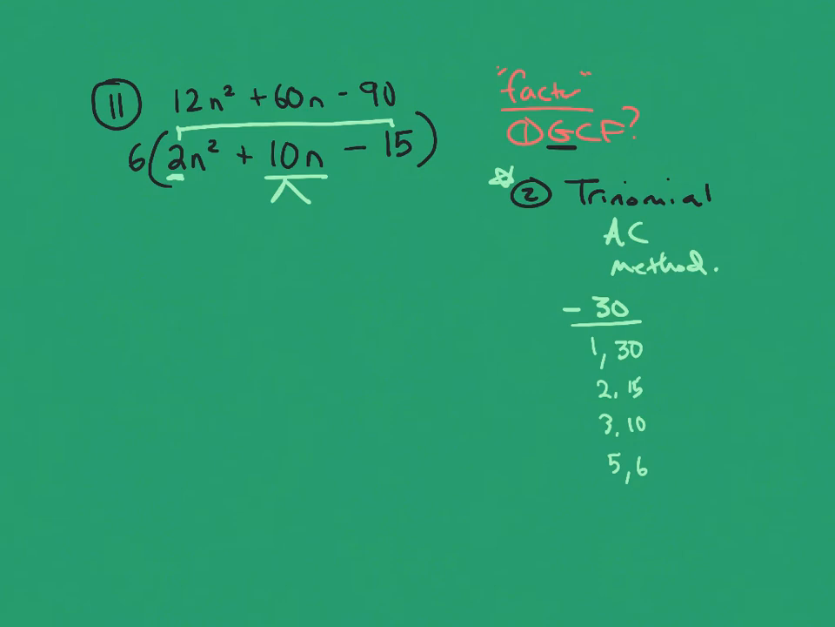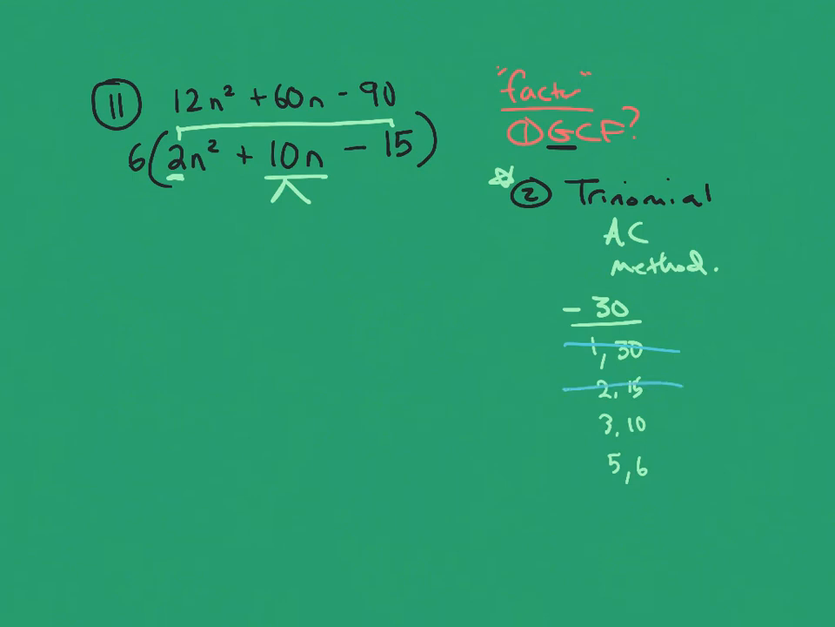And in this case, if you're trying to add these, 1 and 30, if you add them, you could either make 31, or if one of them was negative, you could make 29. But we can't make 10 out of that. 2 and 15, if you added them, you could make 17. If you subtracted them, you could make 13, but not 10.